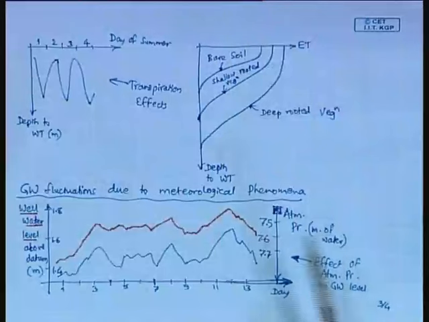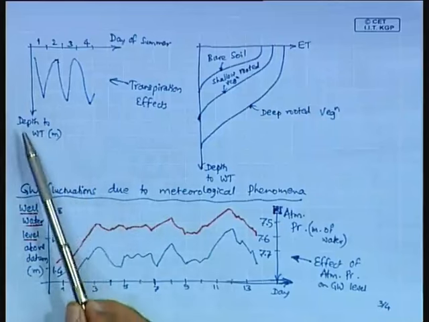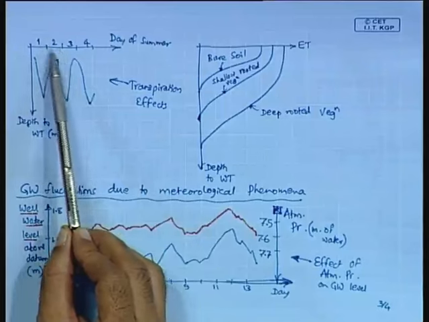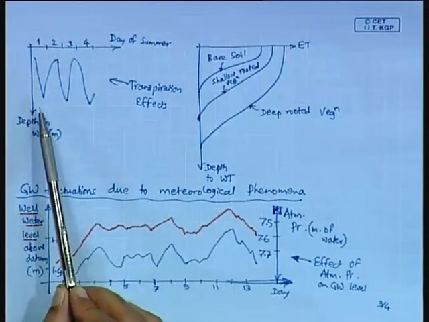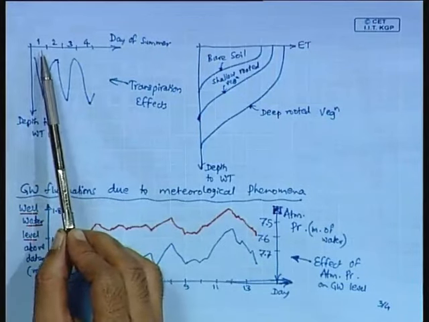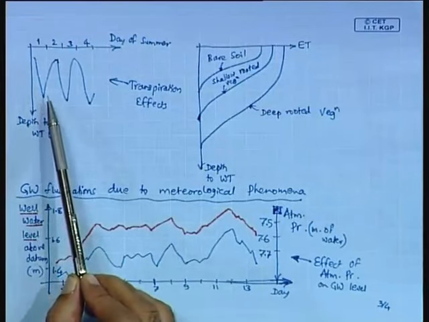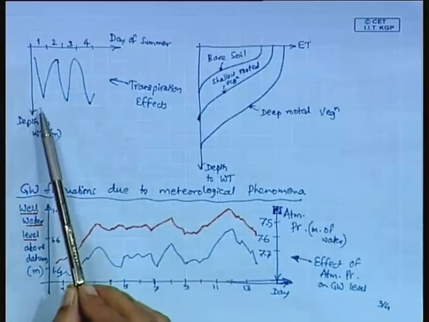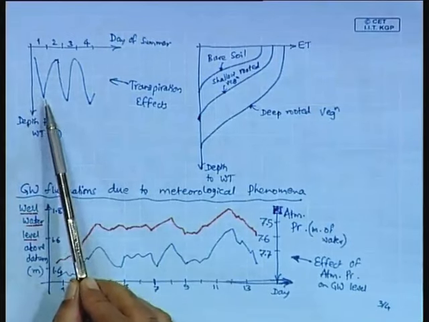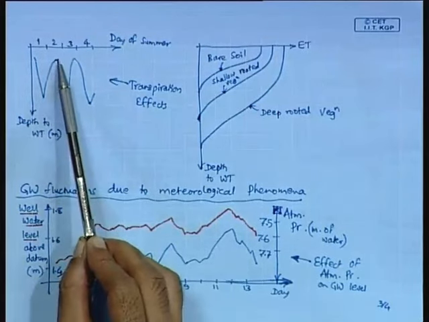And here, let us consider a few days in summer and the depth of water table. As you can see here, day 1 represents a 24 hour period, similarly day 2, day 3, day 4, all of them represent 24 hour periods. And as we all know, the temperature is maximum sometime immediately after midday. Therefore, during that period the transpiration rate will also be maximum. So, the depth of water table will be the highest, that means the water table will be the deepest at that time.